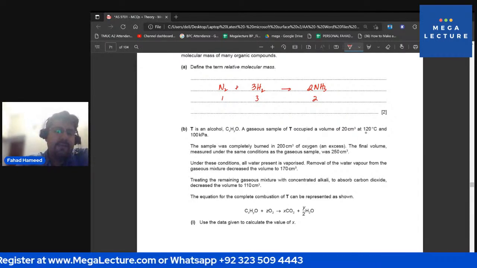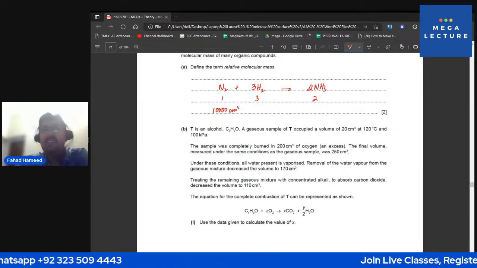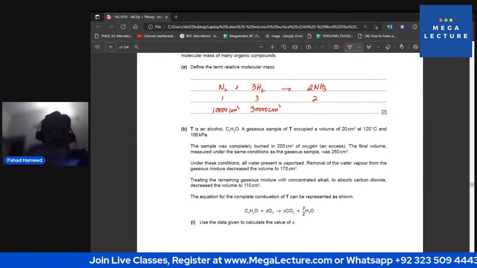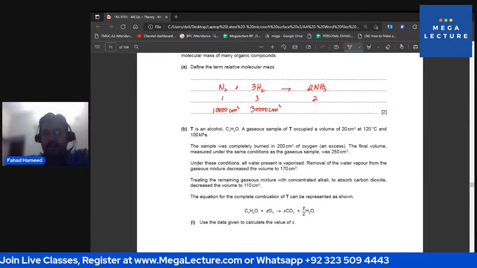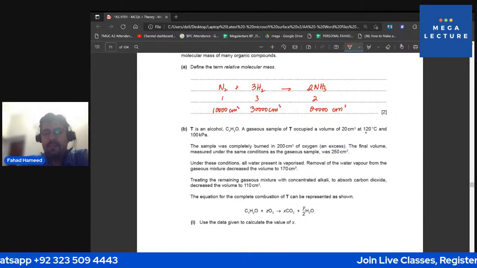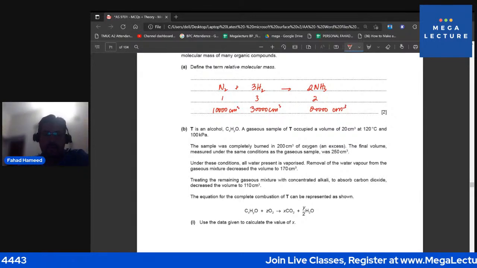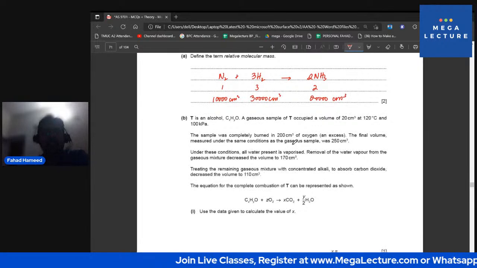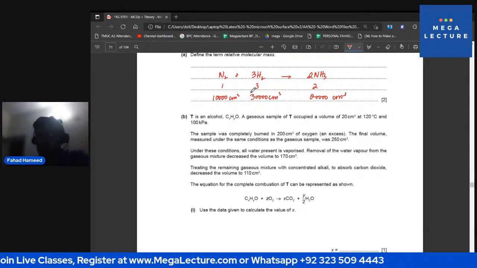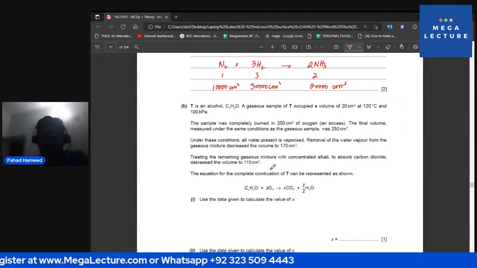So if I have 10,000 cm cube of N2, then automatically I don't need to do any calculations. 1:3. So the amount of hydrogen gas that is going to be used up in the reaction is going to be 30,000 cm cube. And the amount of ammonia that's going to be produced is going to be 20,000 cm cube. So it's understood that you don't have to do calculation. Mole ratio and volume ratio for gases is exactly the same.